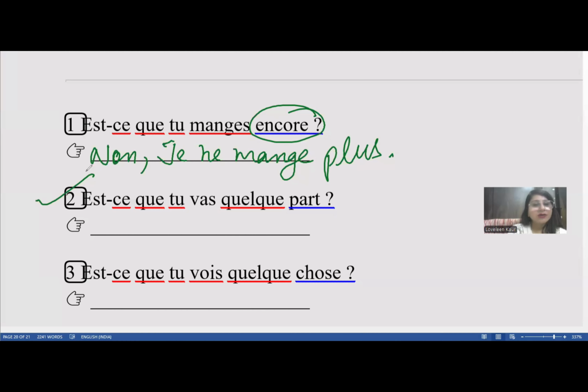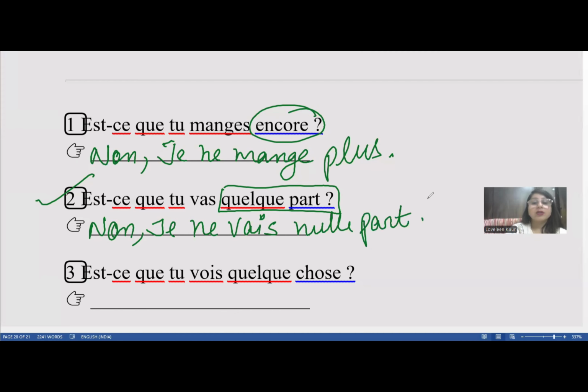Now, deuxième question. Est-ce que tu vas quelque part? Are you going somewhere? I'll make it negative. You'll say no. Je ne vais. So quelque part, you'll change to nulle part. Alright? "Non, je ne vais nulle part." No, I'm not going anywhere.